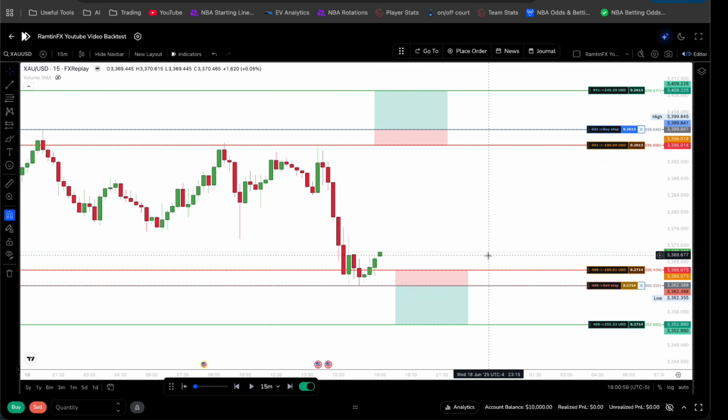Once one of these orders triggers, we immediately cancel the other one. If neither order has been triggered by 12 p.m. the next day, we cancel both orders and don't place any other orders until the next daily candle opens, which on gold is 6 p.m.